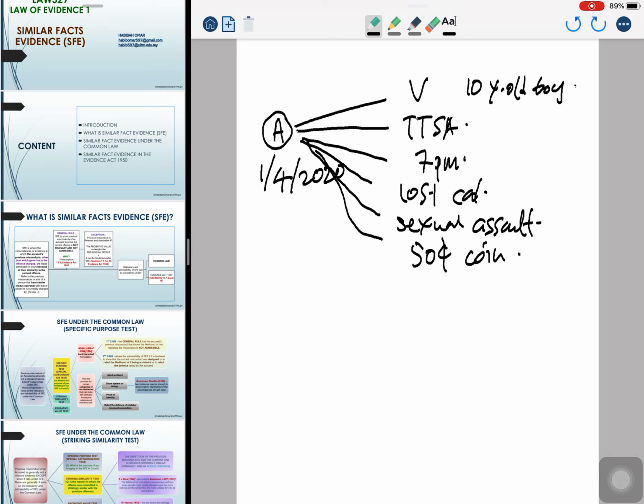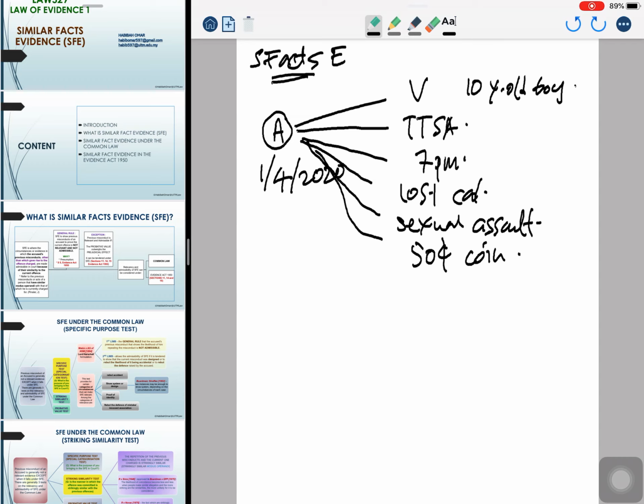Now, the issue here, when we talk about similar facts evidence, is that we are trying to bring in the incident of similar facts which occurred before, committed by the accused person at a different time, at a different place, to a different victim. As I told you earlier, when we talk about SFE, we are talking about the modus operandi, the manner in which the offense is committed. When you look at the name, it is similar facts evidence. The one that is similar is the fact, that is the modus operandi, the how the offense is being committed.